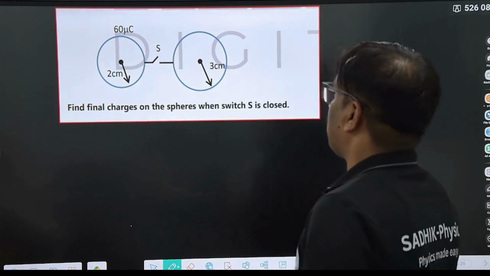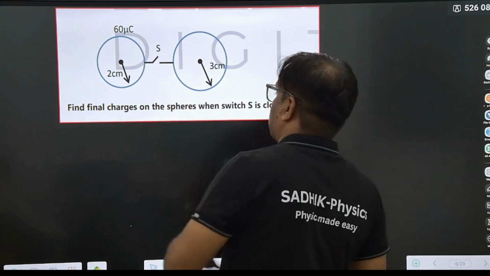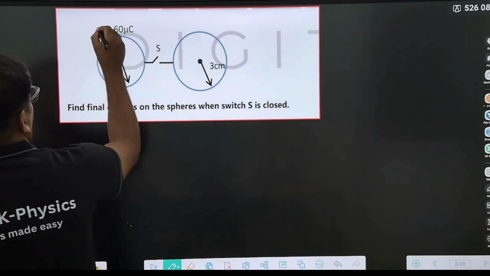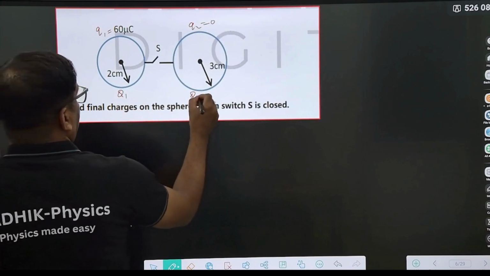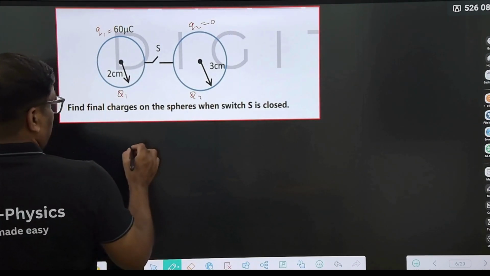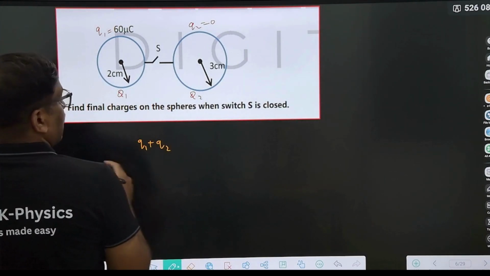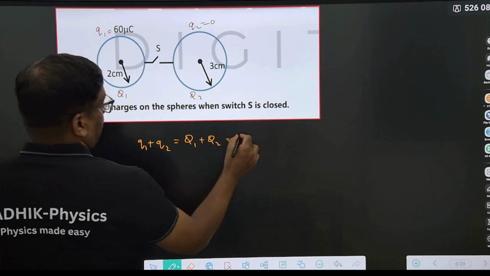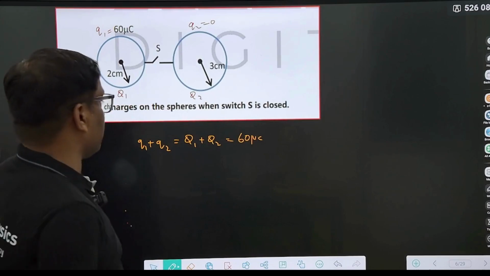But what happened now? Here the spheres are different. Then how to solve for the charges on this one? Initially, what are the charges? Charge Q1, and Q2 was 0. Finally, suppose Q1 and Q2 will be the charges gained. Now you know that Q1 initially, how much charge is there? Finally also that much charge will be there. So, initially how much? 60 microcoulomb, and this is 0, so 60 plus 0.